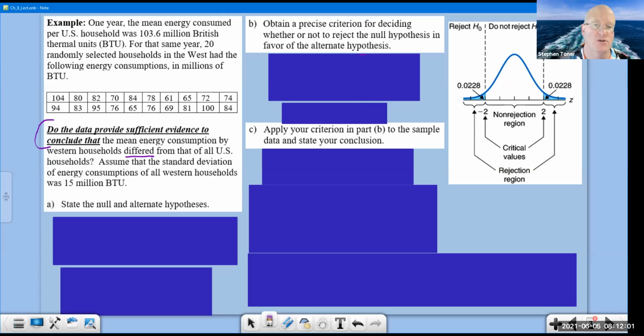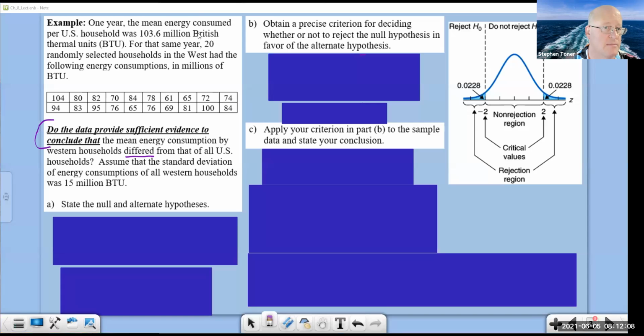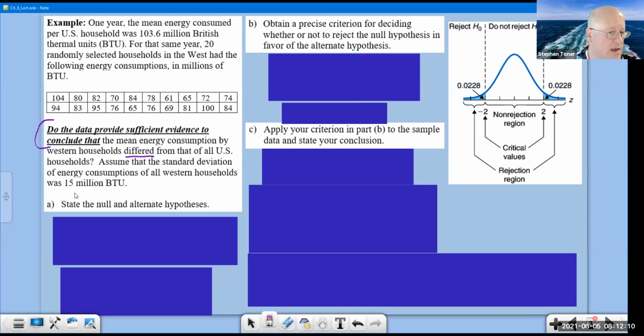And then they say, assume that the standard deviation of all the energy consumed for all Western households was 15 million BTUs. Now that is actually our value of S. It comes from Western households, and that's our sample. So that's a sample standard deviation.